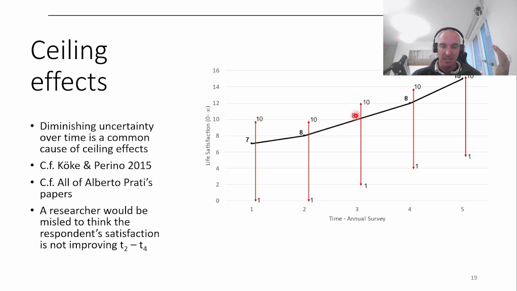So the 8 out of 10 that they give in time 3 and the 8 out of 10 that they gave in time 2 are not comparable 8s. The second 8 is actually corresponding to a higher level of life satisfaction than the original 8. And we have this problem ongoing for the next few years. Their life just keeps getting better and better, and they keep saying that they're 8, right? And so we erroneously conclude that life is not improving for this person in their own assessment, when in fact it is.